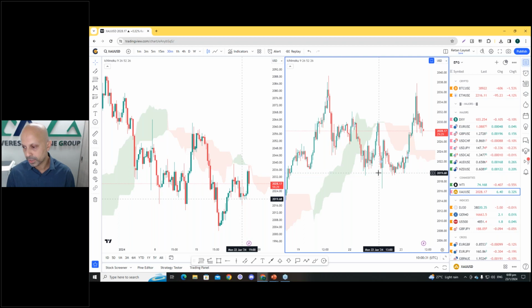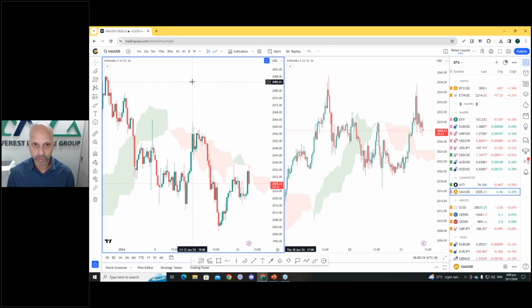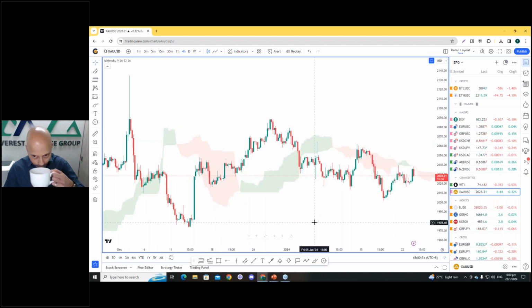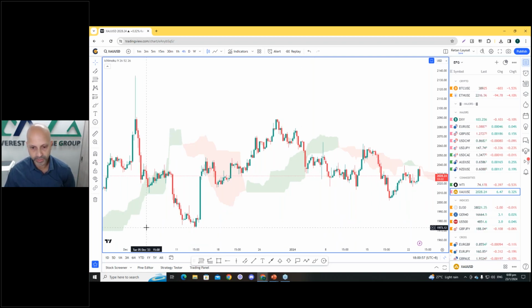Okay, so let's just start with the H4 first. I'll do this example, H4 and 30 minutes for gold. Then I'll go on over to the dollar index, and then we'll do a currency after this. Right, so I'm just going to expand the H4 chart. So we can see here, this is from the first start of December till present time.